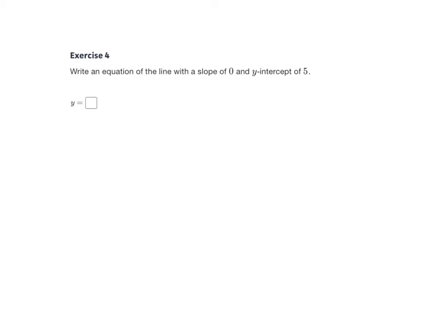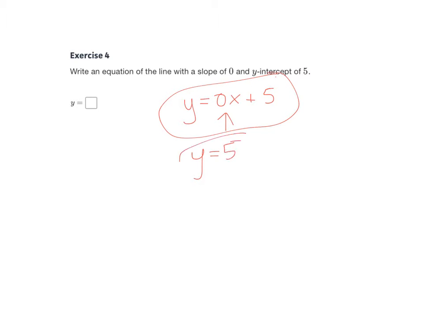Exercise 4, we would have y equals our slope, which in this case is 0, x plus 5. And this should be okay. You can get rid of this part because 0 times anything is 0, and that just eliminates it. So you could also have y equals 5.